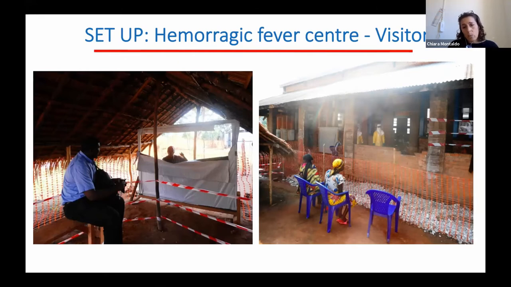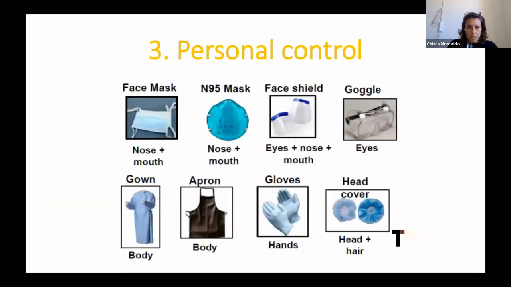And we can do it. We have done it in Ebola, in Lassa, and we can do it for any other infection, but of course taking the proper precautions. So for example, here was an Ebola center. So we ensure a proper distance between the visitors and the patient, but they could still see inside and talk with the patient, even with the high-risk patient, let's say.